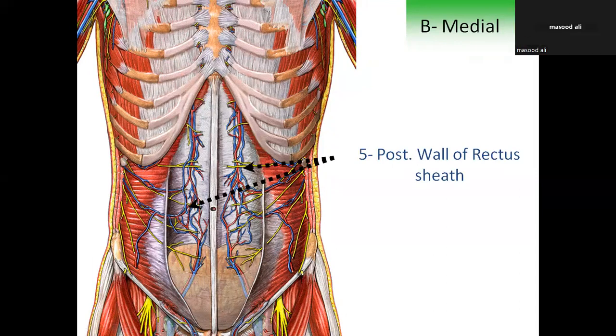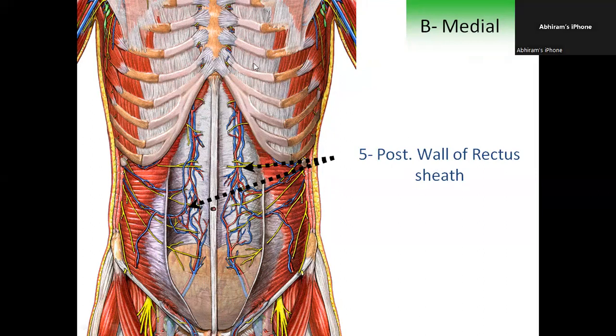Suppose the rectus abdominis muscle, it will have an anterior wall. Once you remove the anterior wall, you will see rectus abdominis muscle. Once you remove rectus abdominis muscle, you will see the posterior wall. Did you get the idea?